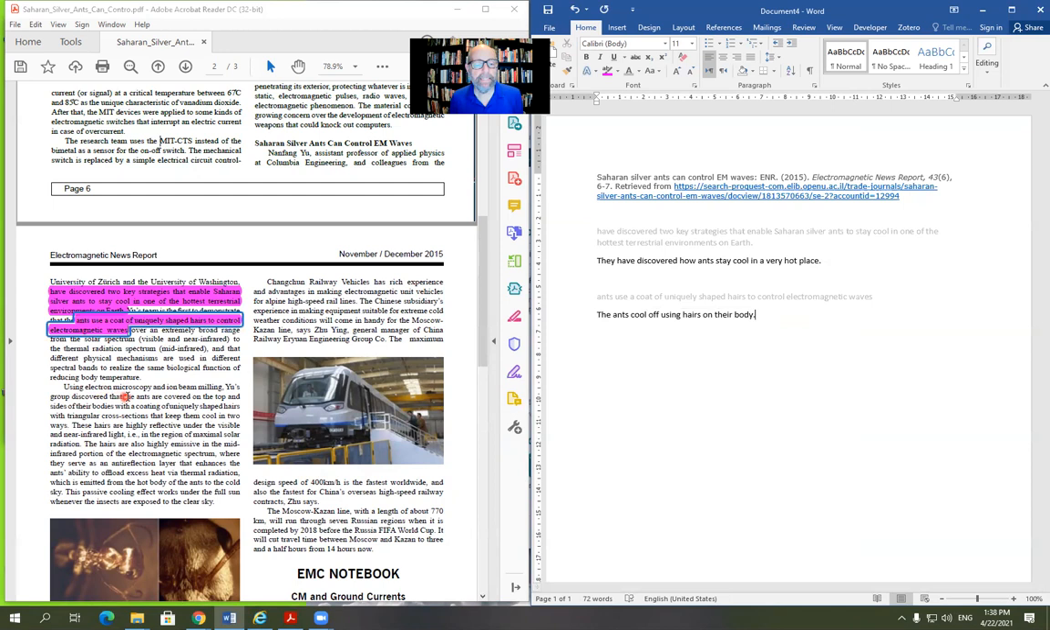Using electron microscopy and ion beam milling, Yu's group discovered that the ants are covered on the top and side of their bodies with a coating of uniquely shaped hairs with triangular cross sections that keep them cool in two ways. So I already have basic information over here. The hairs are also emissive. The hairs are highly reflective under the visible and near infrared light in the region of maximal solar radiation. So this is how they do it.